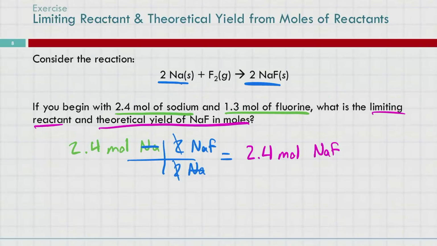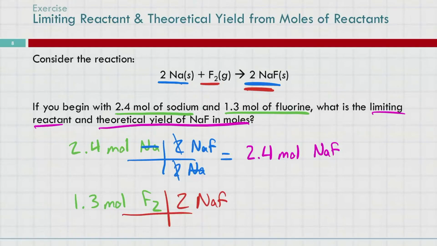From our other reactant, our 1.3 moles of fluorine, which is F2, our ratio is 1 to 2. We produce 2 sodium fluoride for every 1 fluorine gas that we put in. So that 2 to 1 ratio means that we could produce 2.6 moles of sodium fluoride given the amount of fluorine gas F2 that we have.